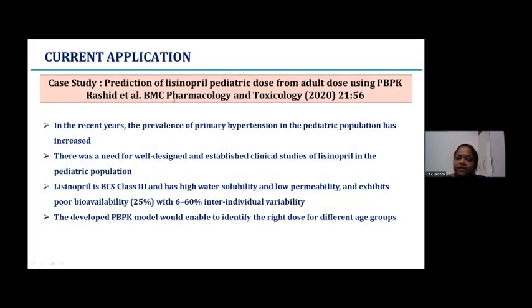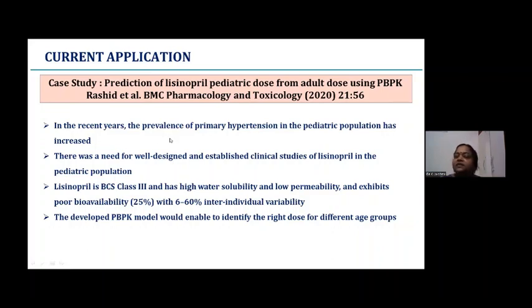One of the current applications, this is a case study which is taken from this particular journal, BMC Pharmacology and Toxicology, which was recently published in the year 2020. There was a prediction of lisinopril pediatric dose from adult dose using this particular model. So they have developed a model for pediatric dose, that too for the drug lisinopril, using the adult dose as a basis.